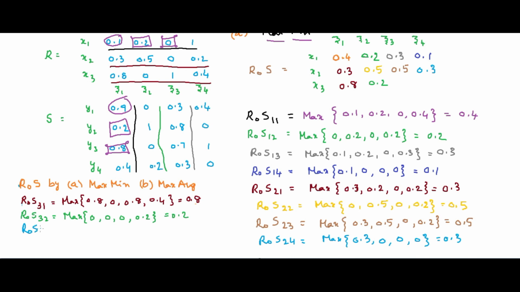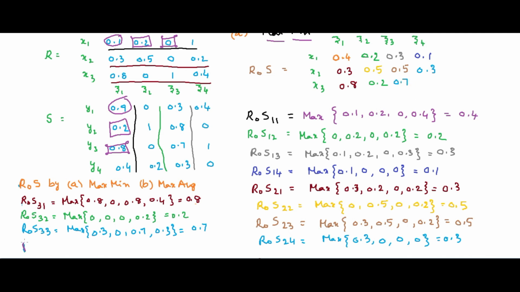Now ROS of 3 3 is equal to maximum of, so now I need to find the minimum first from x3 to z3. So minimum of 0.3 and 0.8 is 0.3, and 0 and 0.8 is 0, 1 and 0.7 is 0.7, 0.4 and 0.3 is 0.3. So maximum of 0.3, 0, 0.7, 0.3 is 0.7.